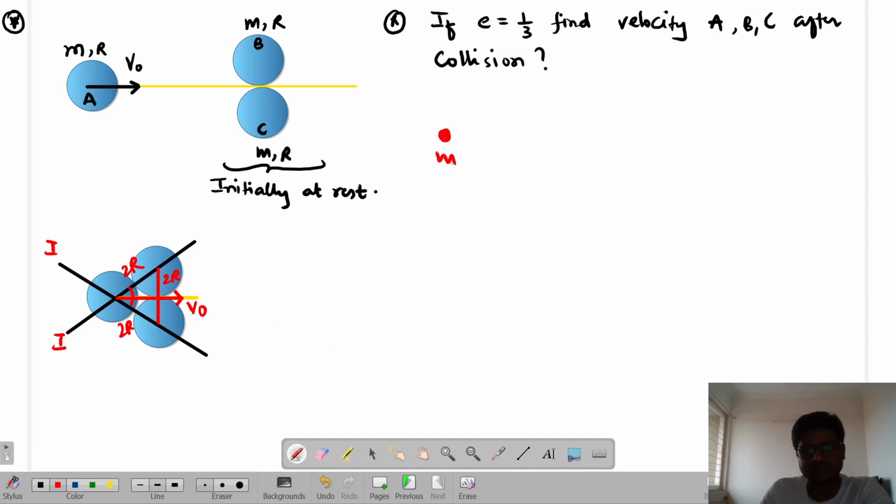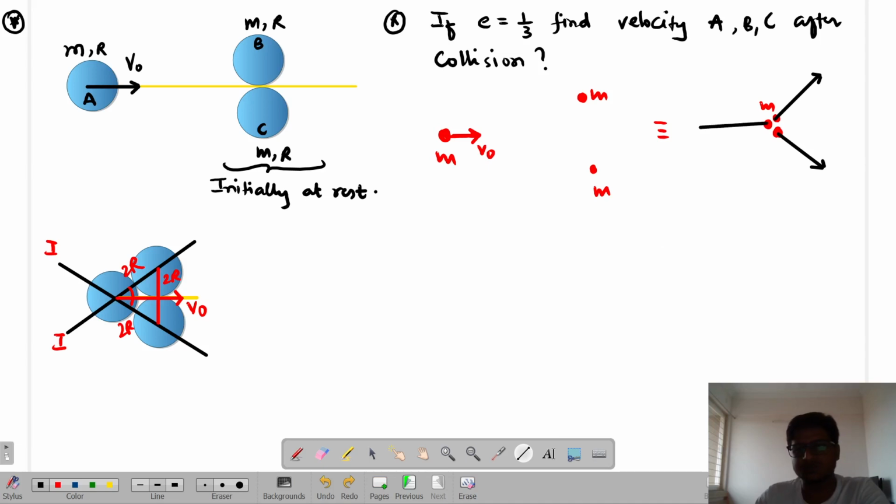You can feel like this is my mass m, which has some velocity v naught. These two masses were at rest, and after collision, what is happening? The other two masses will get the velocity along the line of impact only, isn't it? So let's suppose this mass gets some velocity, this mass gets some velocity. But what about this mass? If two blocks are starting to move forward, this mass must move backwards so as to conserve the momentum, isn't it?